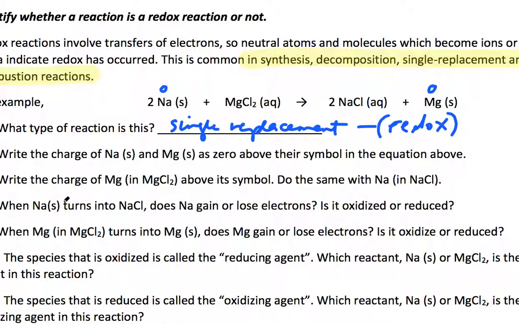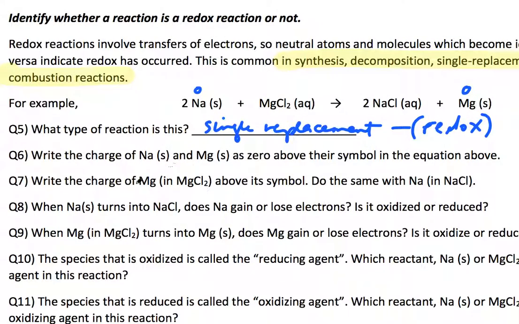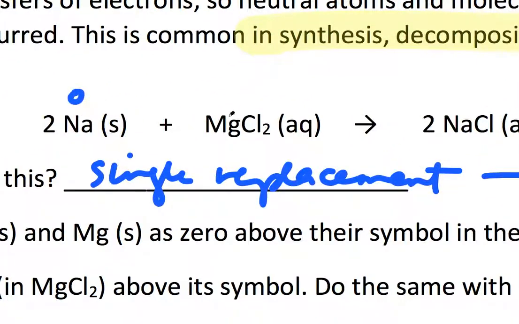Okay, now it says write the charge of magnesium in its compound, and then do the same with sodium in its compound. So here's the compound, magnesium chloride. What's the charge of magnesium in this compound?